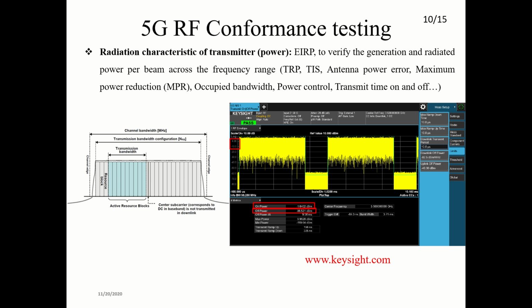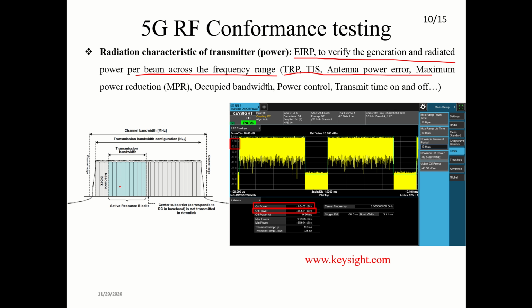Based on the spec, we need to ensure whether your UE is performing within that limit or not. For example, as we mentioned before, TRP, total radiated power, TIS, total isotropic sensitivity, transmit power error, maximum power reduction. So these are all there.